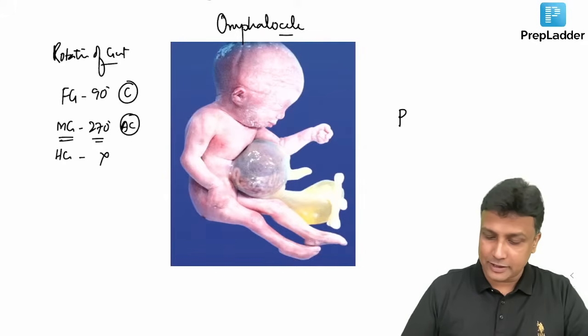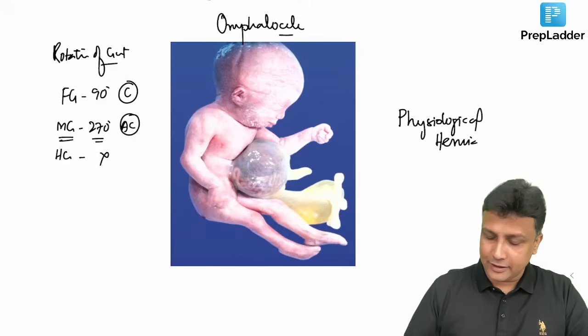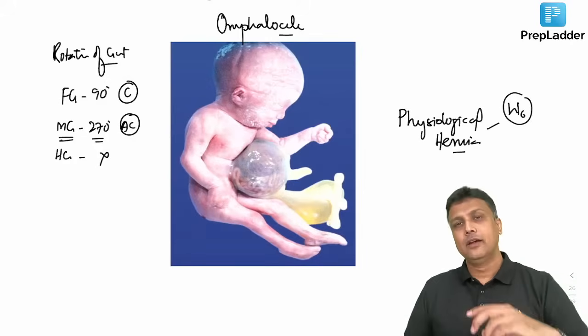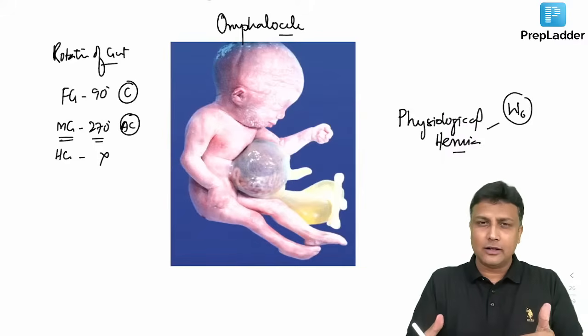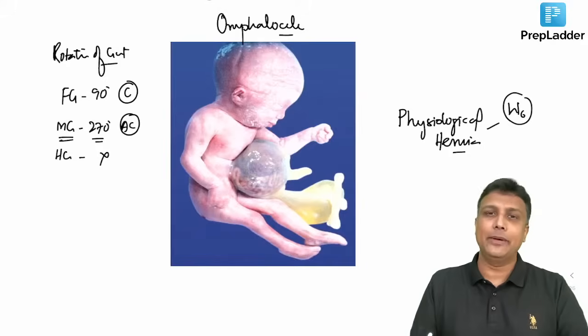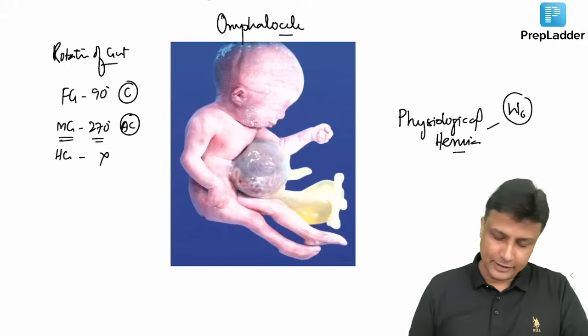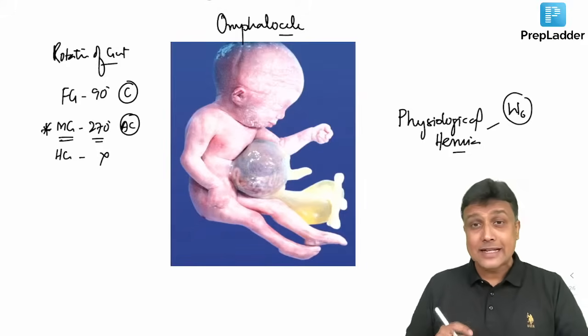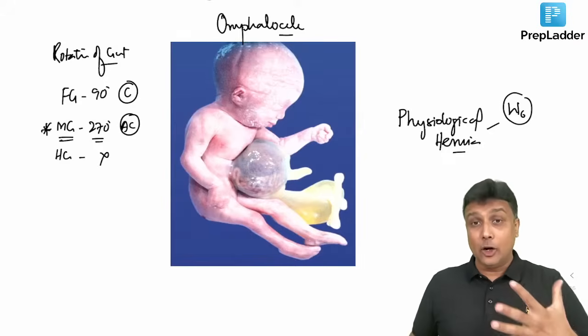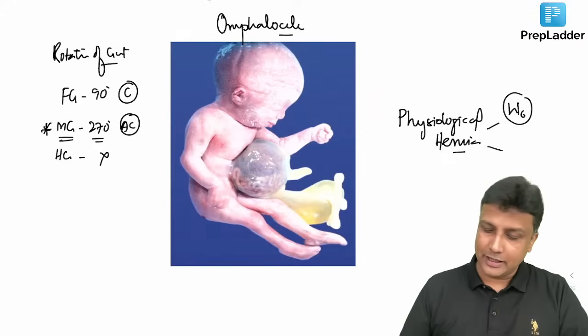Please remember, this was asked in NEET PG exam. Physiological hernia. Now when does physiological hernia occur? Remember, it will be taking place in the 6th week. So in the 6th week physiological hernia will occur. The loops of midgut will actually come out. But later on, what is going to happen? The rotation of gut will take place, that is 270 degrees anti-clockwise direction. Simultaneously, it is going to reduce back to the abdomen. It is going to reduce back to the abdomen by the 10th week.